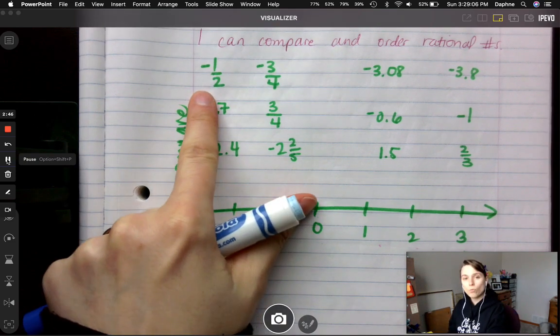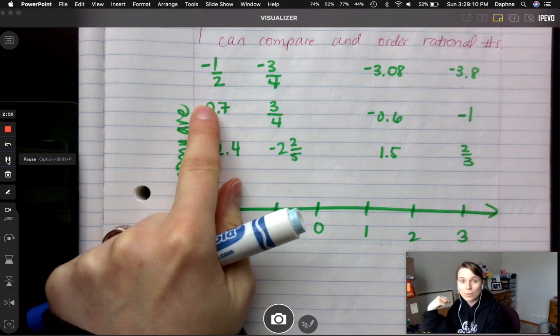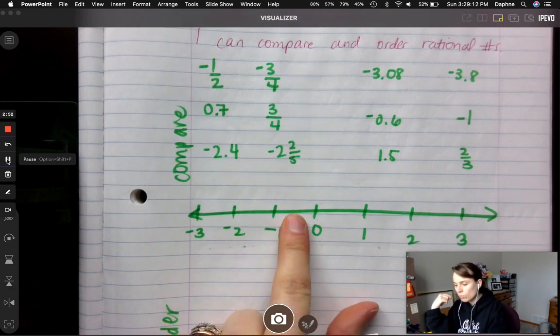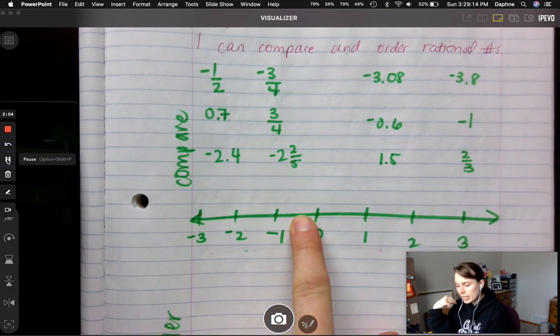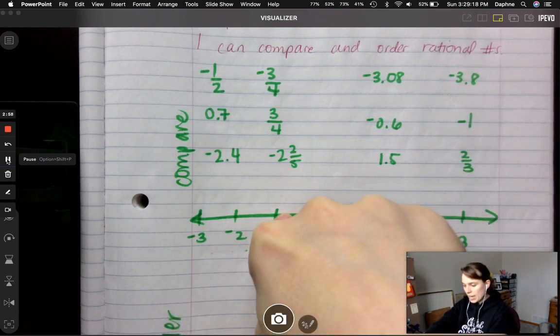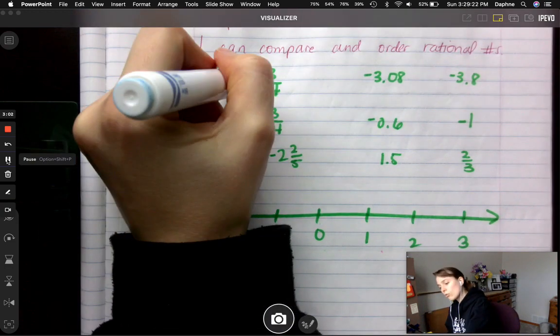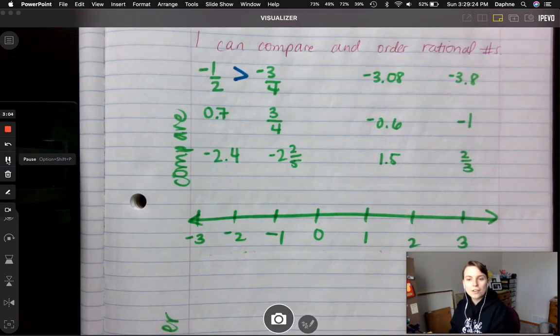So -1/2, think about where that would go on a number line. That's why last lesson we went over plotting it. So -1/2 and -3/4. Okay, so the -1/2 is farther on the right-hand side, which means it's greater. So I'm going to put the greater than symbol.